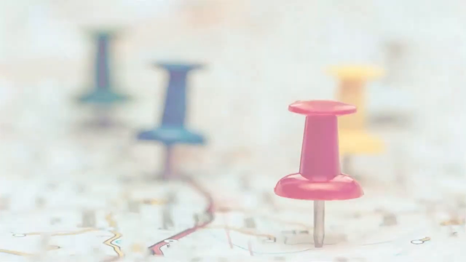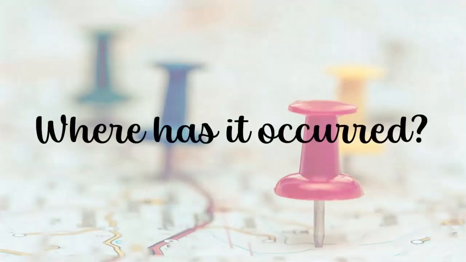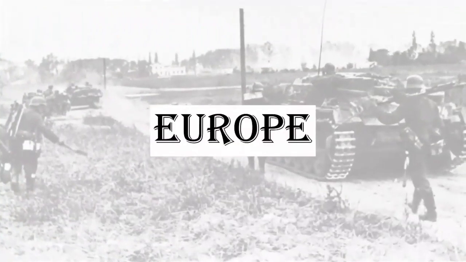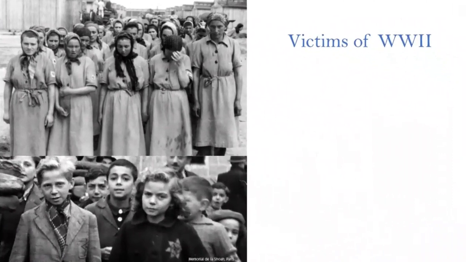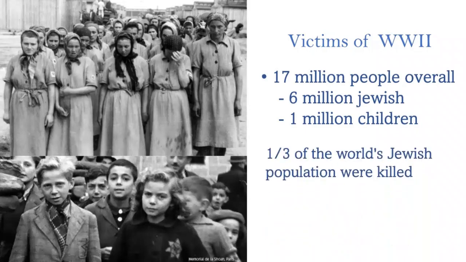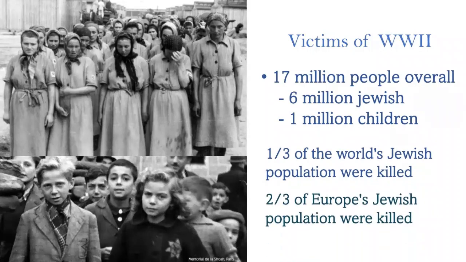So, where has ethnic cleansing and genocide occurred? One of the most well known examples of ethnic cleansing and genocide is Europe during World War II. So, the victims of World War II include 17 million people overall. 6 million of those were Jewish, and 1 million were children. This led to 1/3 of the world's Jewish population being killed, and 2/3 of Europe's Jewish population being killed.